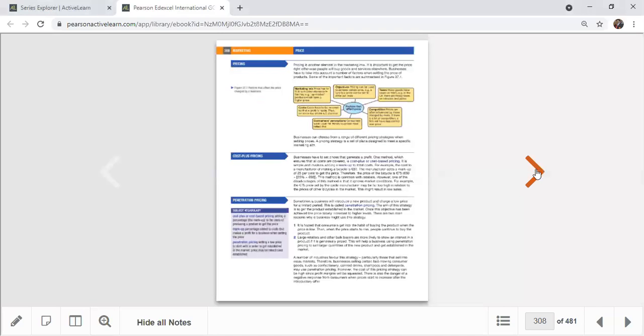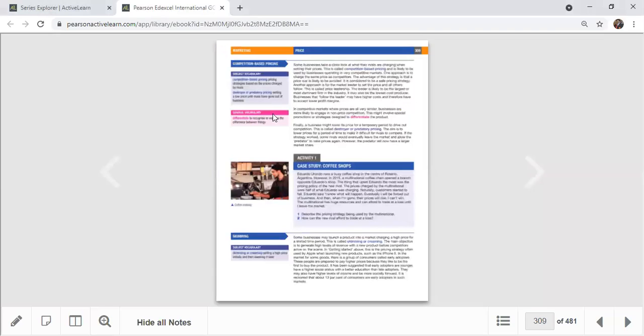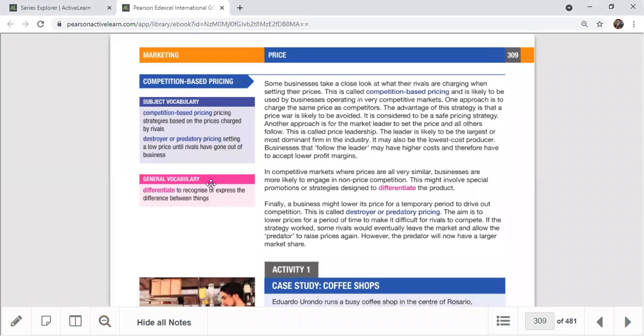And the next one was competition pricing methods, which are pricing strategies based on the prices charged by rivals. We talked about different techniques like competition-based pricing, going rate pricing, and destroyer pricing. These are always based on the competitor, so you're not following any other technique. You are always researching the competitors' prices, and based on that you change or modify your pricing, charging the same price as competitors.